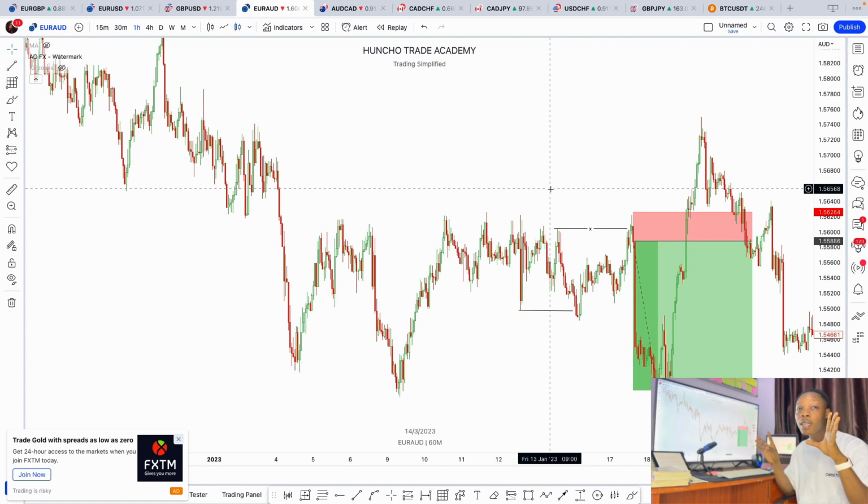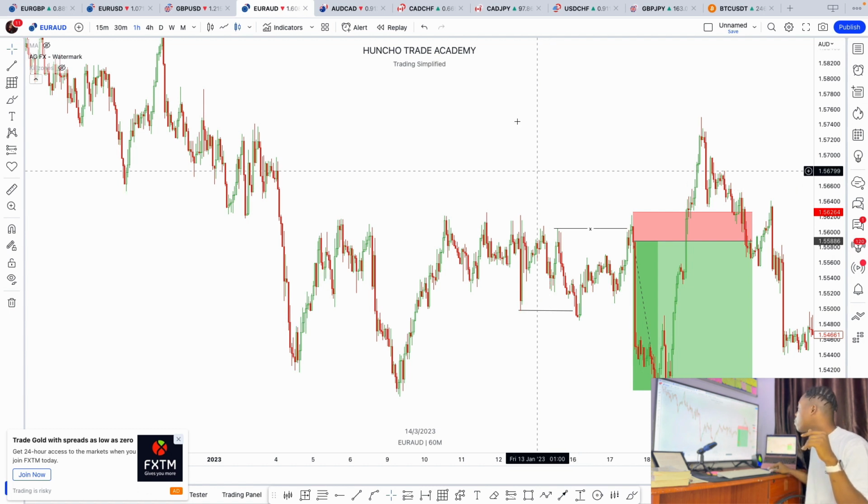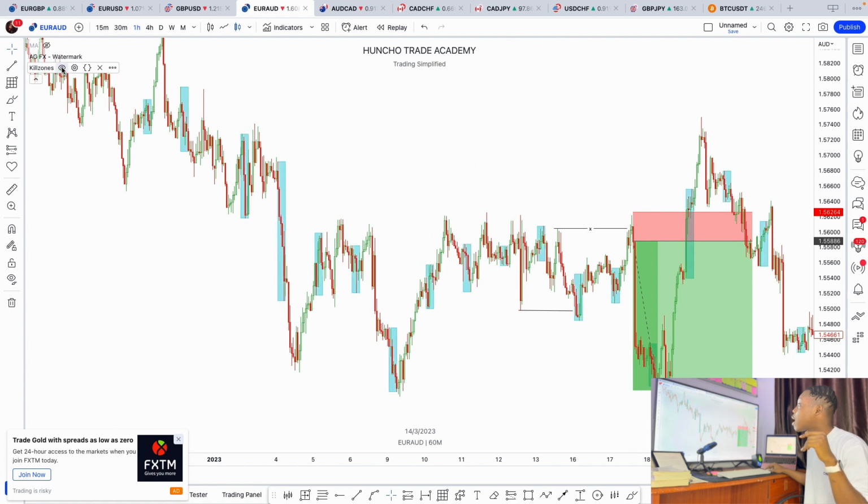don't move like that, right? So this is what I mean by the Asian range. You can see I have the indicator here. This blue highlighted zone is what we call the Asian range. We will still talk about that in the next video.